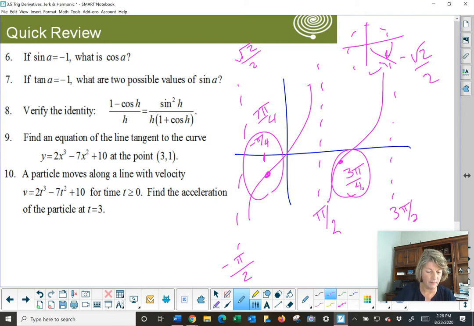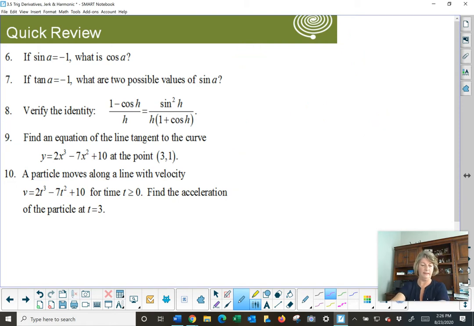The rest of them, number 9. I would love you to talk about number 9. So I'm going to pause you for a moment. Think about number 9. Equation of the tangent line to the curve y equals at the point 3,1. Everybody ought to be able to do this one. So here's my function. What am I trying to find?